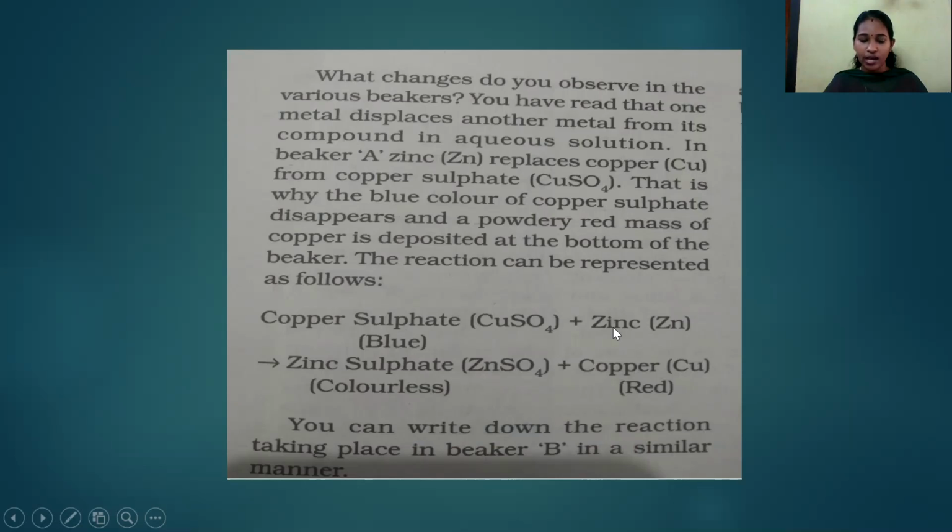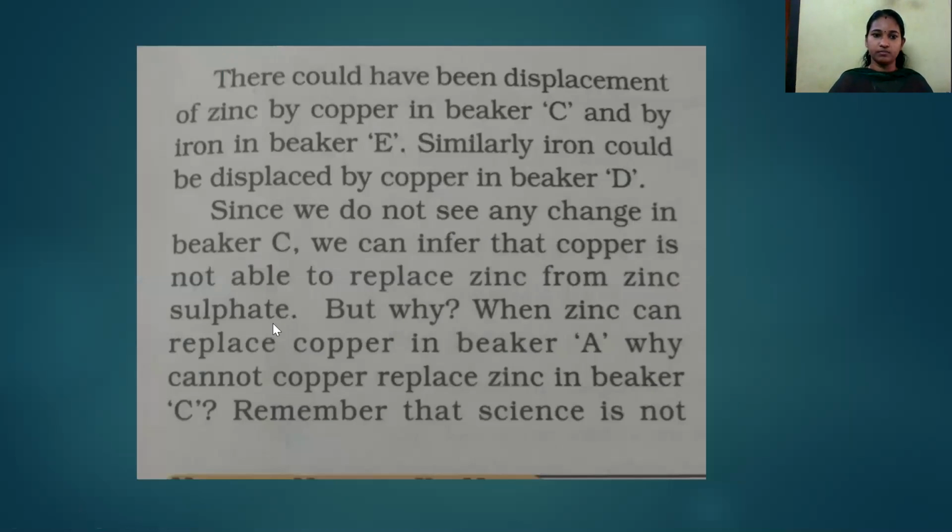Instead of zinc, you can write Fe. Copper sulfate plus zinc, instead of zinc, what should you do? Fe. That means ferrous, iron. Iron and in bracket Fe, to form iron sulfate. Instead of zinc sulfate, you can write iron sulfate or ferrous sulfate, in bracket FeSO4, F small letter e, SO4, plus copper. Okay, that is the equation.